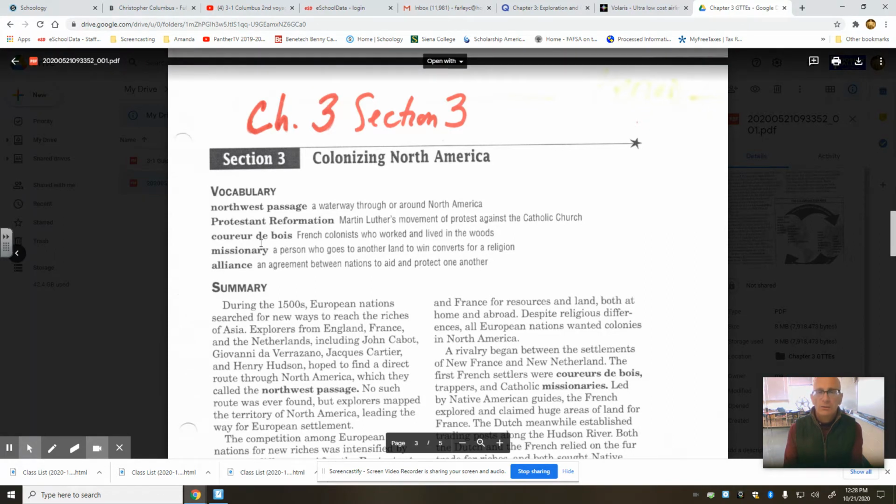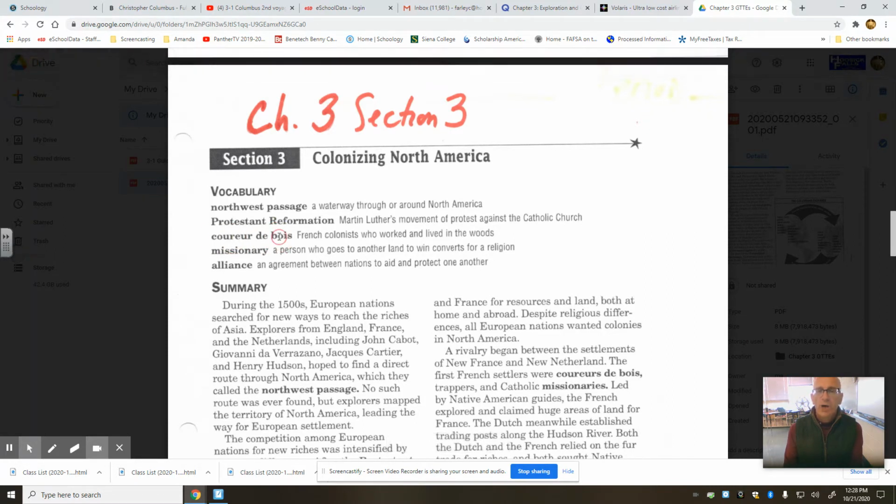Coureurs du bois. Coureurs du bois, it's a French term meaning runners of the woods. Really, it literally means runners of the woods. French colonists who worked and lived in the woods is our definition. French colonists who lived and worked in the woods of North America.